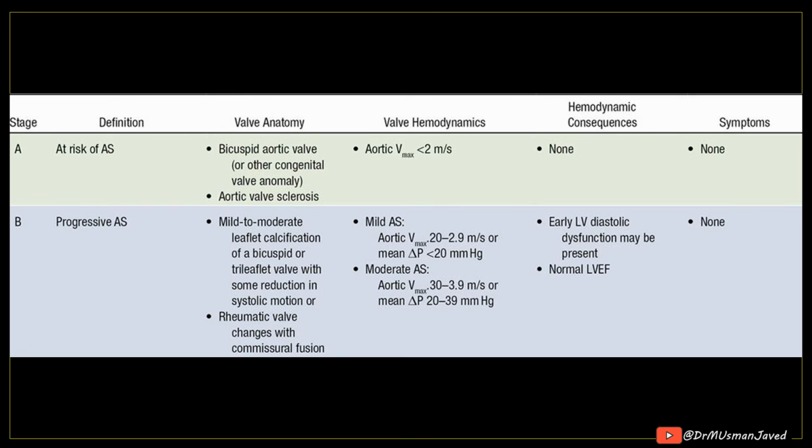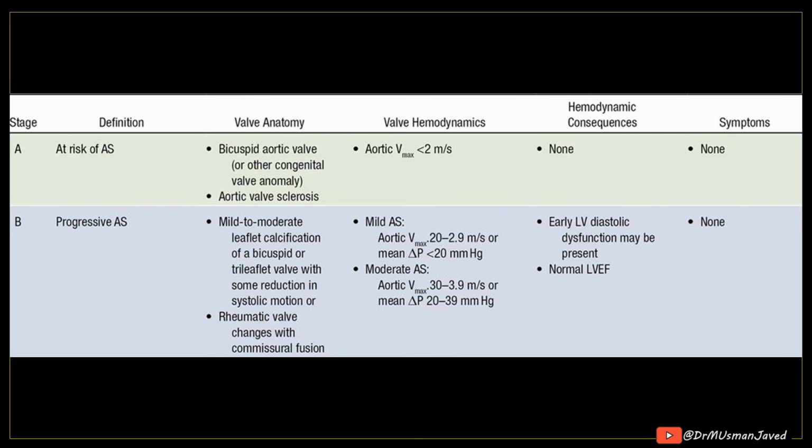Stage A is at risk of aortic stenosis. So these are patients with bicuspid or other congenital abnormalities or aortic valve sclerosis, but that Vmax, that maximal velocity, is less than 2 meters per second with enough leaflet opening that you're not generating these gradients.